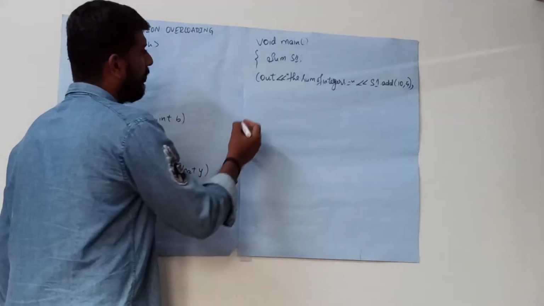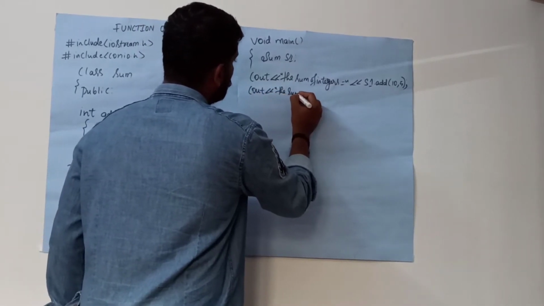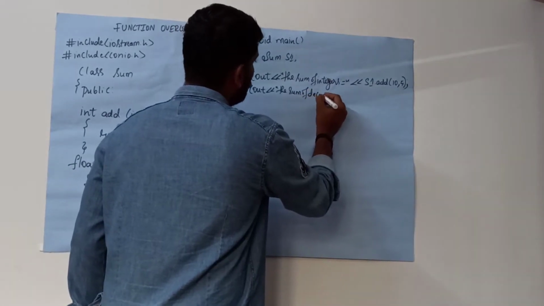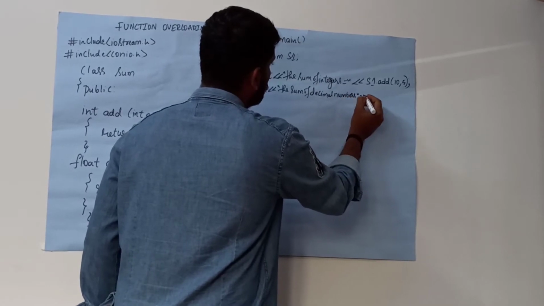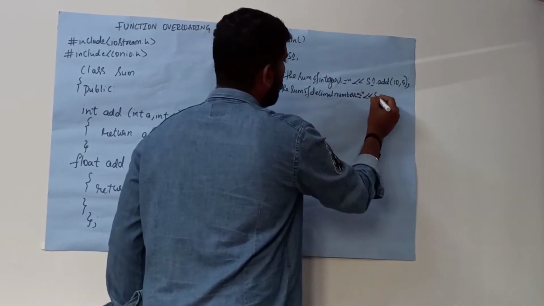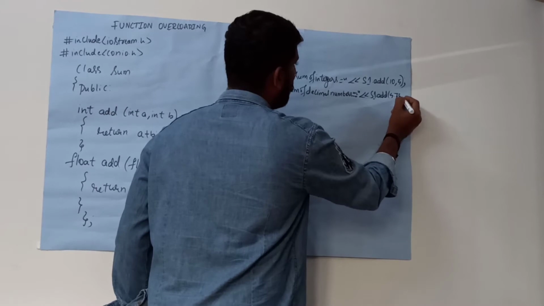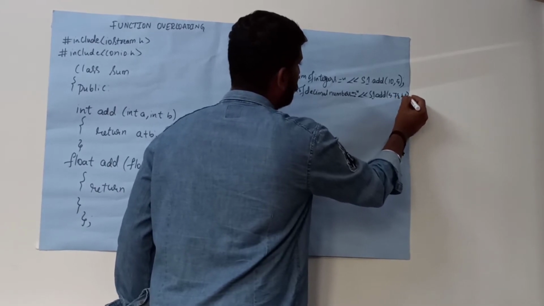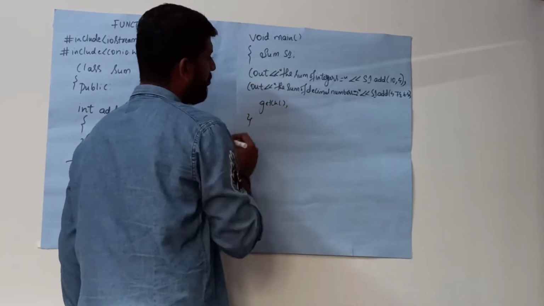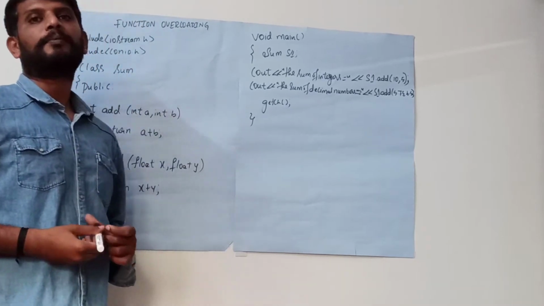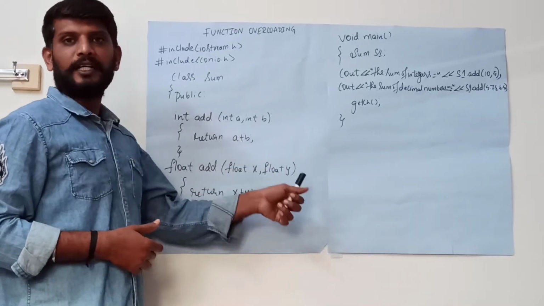Next, I will call the floating point version. Again, cout the sum of decimal numbers is equal to s1 dot add of 5.75 comma 6.5, and then I will go for the getch function. So this is the program that explains the concept of function overloading with two different functions having the same name but different types of arguments.